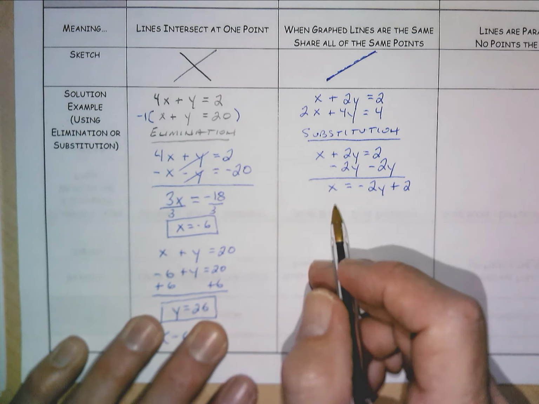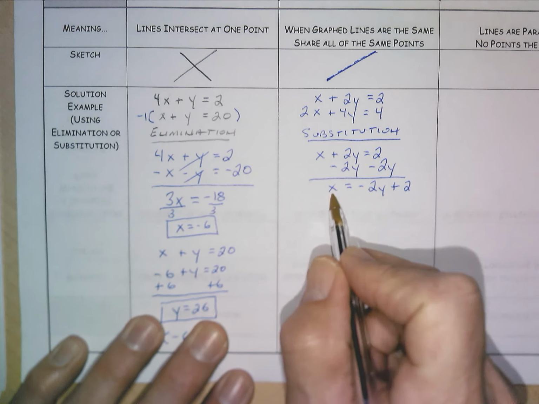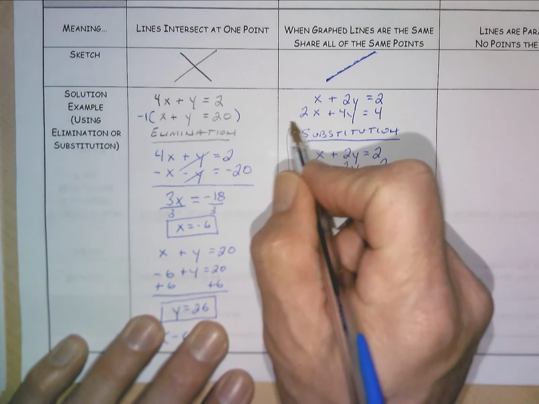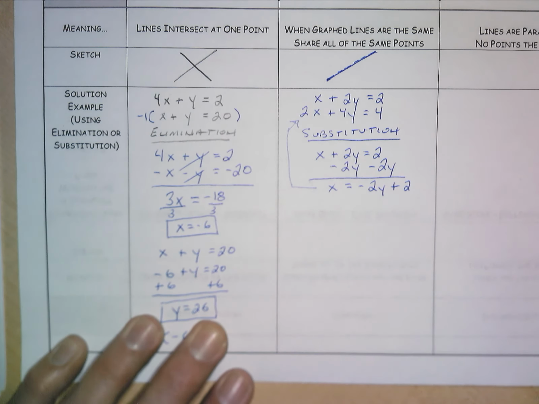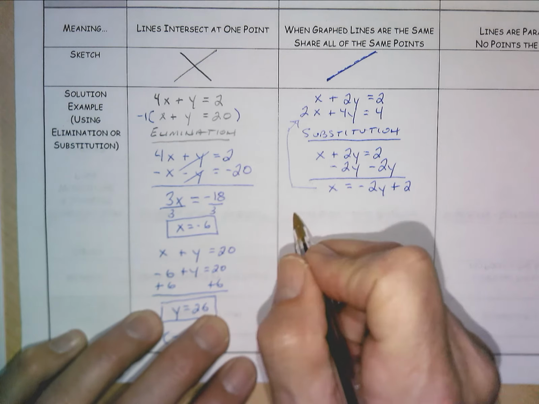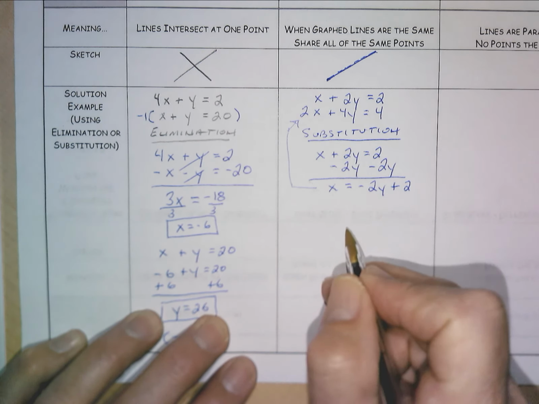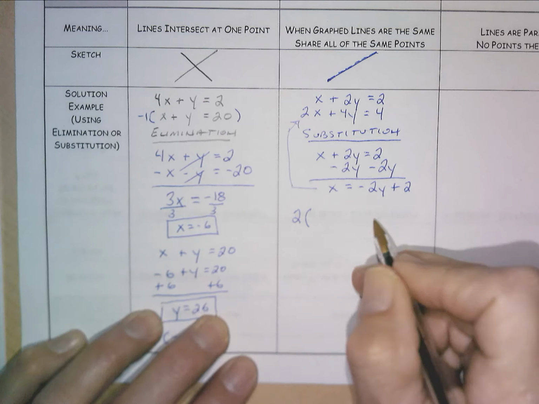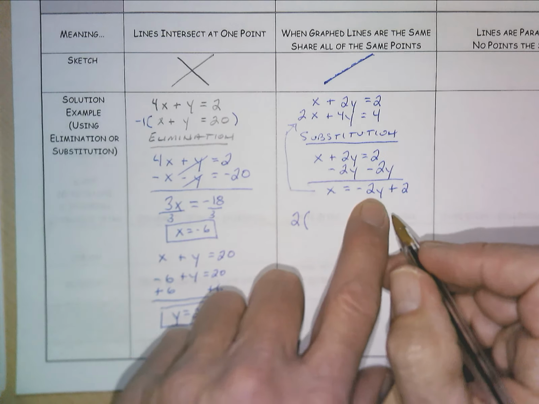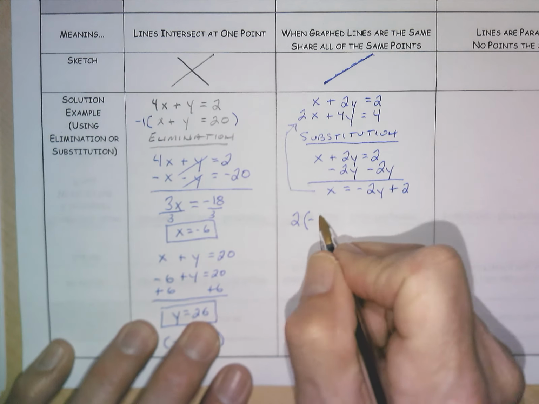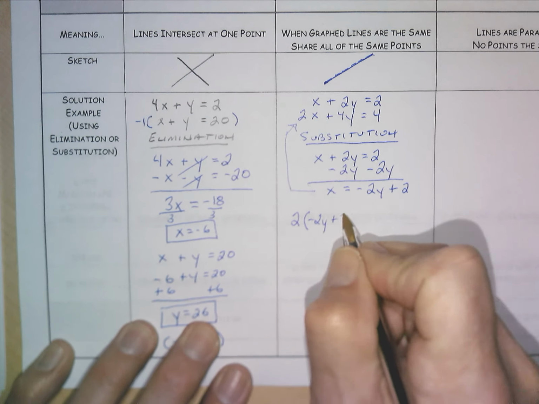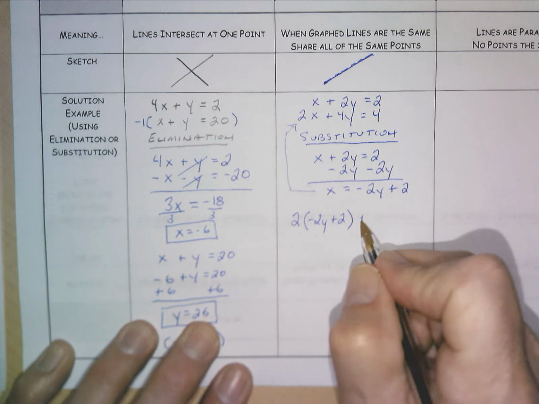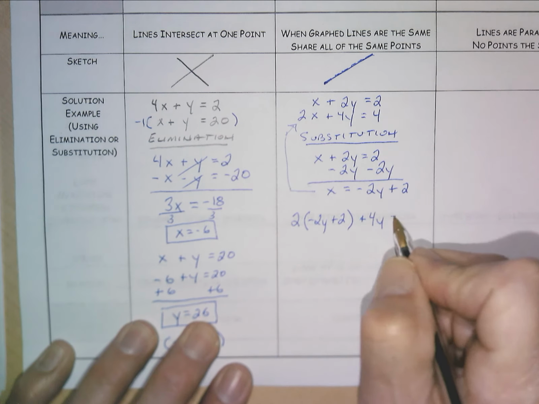Now I'm going to take this and put it into that equation for x. So where I had 2x, I'm now going to have what x is equal to. Instead of x, I'm going to put in my negative 2y plus 2. So that's 2 times that, for this equation, plus 4y equals 4.